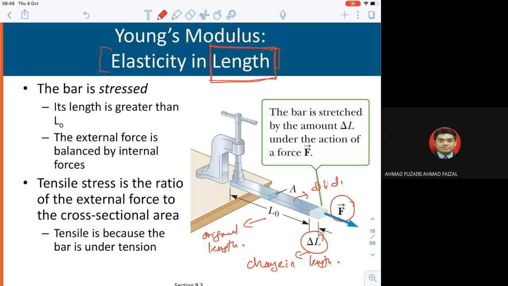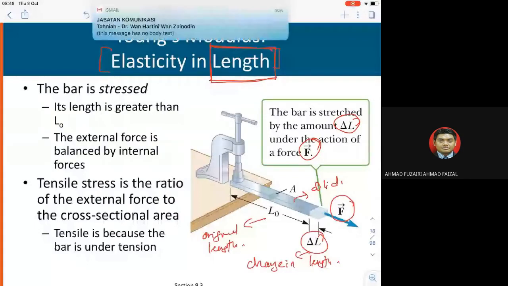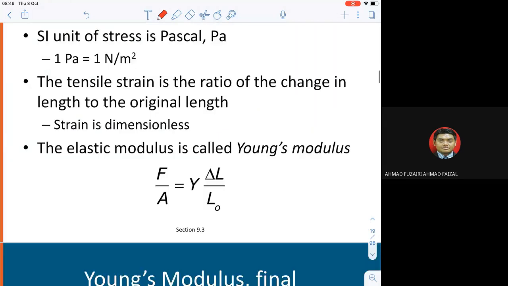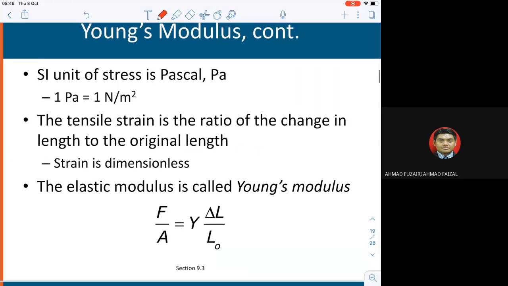So definitely, the bar is stretched by the amount of delta L under the action of force F. And of course, when F is applied to a certain area of the object, F over A is called stress, or we should call it pressure. So for the Young modulus, the SI unit for stress is Pascal.